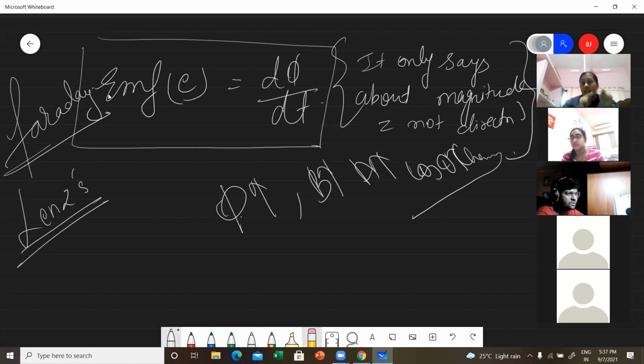That is given by our Lenz. Because if the current goes too high, then automatically the circuit will burn out. Now, we don't need too much current. Correct?